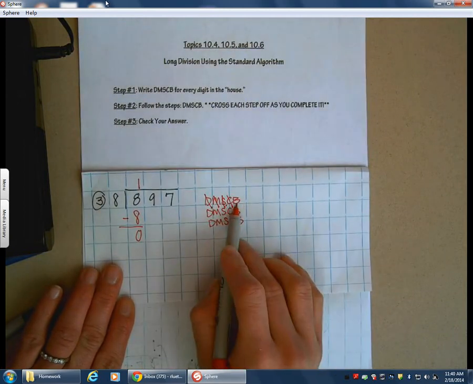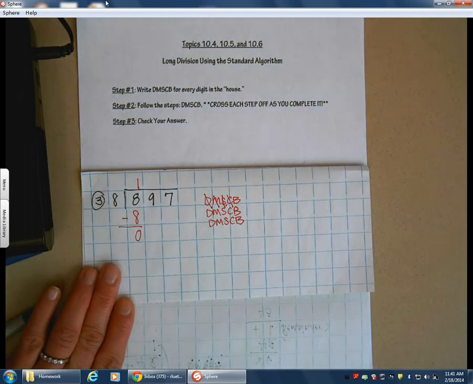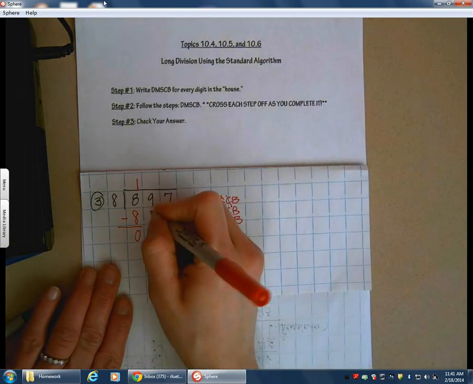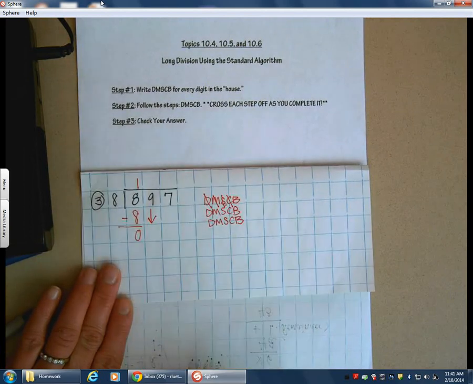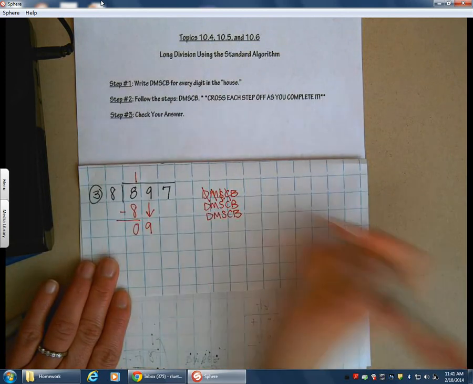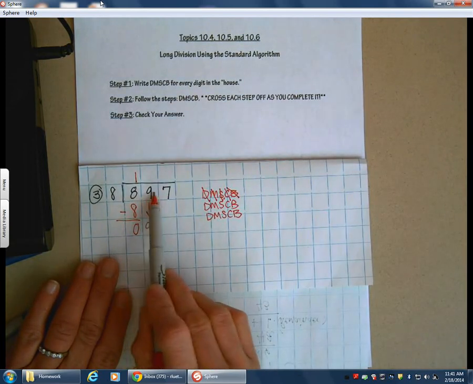The B says bring up or bring down. Please remember at this point you're only going to bring down 1 digit at a time. You cannot bring both digits down at the same time. So you only bring the 9 down at this point. So the 9 comes here. You've brought it down. Cross it off, because basically at this point you're dividing your tens.